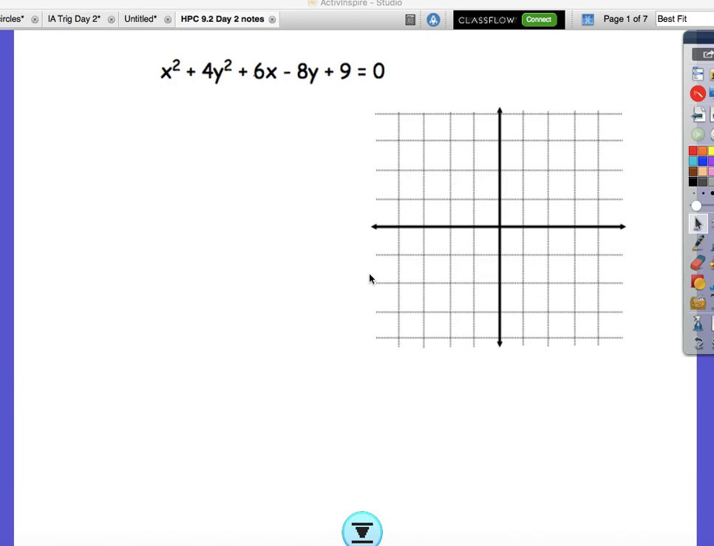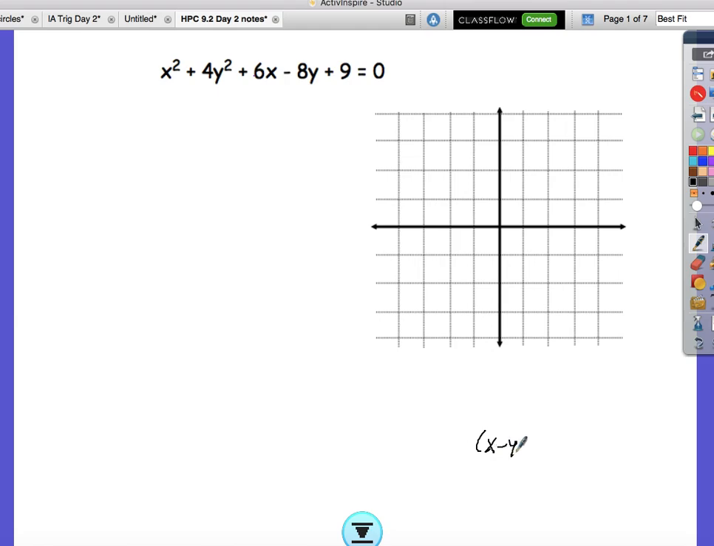Got 3 more examples for you. One where we have to complete the square, and then 2 where we have to go backwards and write the equation after we're given information. So this is our first one where we're going to have to complete the square.